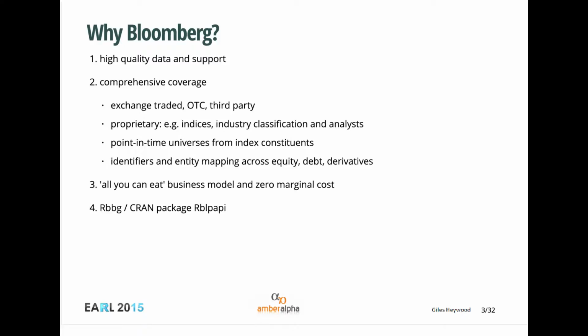They do point-in-time universes in the form of index constituents, and this is incredibly important, as I'm going to be highlighting if you're wanting to backtest systematic strategies. Their identifiers, everyone knows the Bloomberg tickers, but behind the ticker is the unique identifier, which is not volatile. And this is really valuable for entity mapping across the asset classes. And I think it's this attention to detail that really makes Bloomberg so attractive.